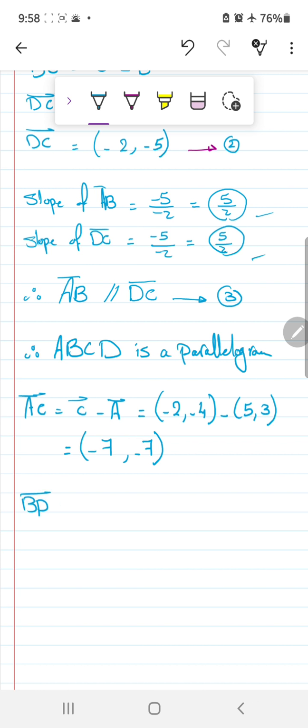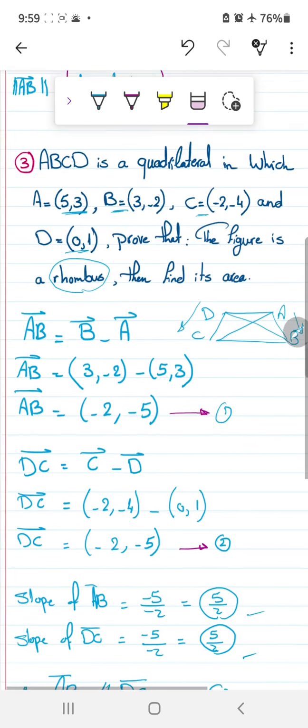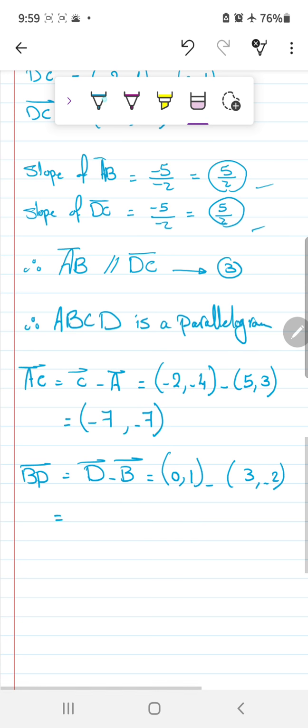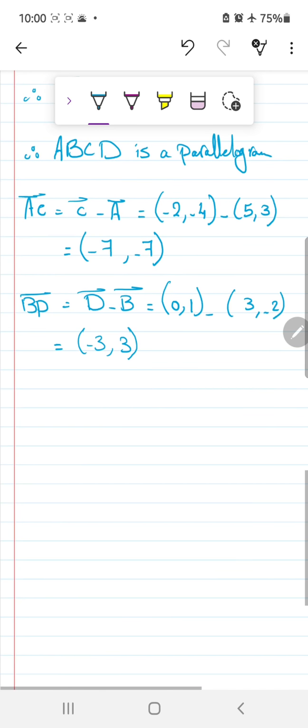Vector BD equals D minus B. So D is (0, 1) minus B, sorry, B will be (3, -2). So here 0 minus 3 will be -3, and 1 minus -2 will be 1 plus 2 equals 3. Okay, so here we get AC and BD.